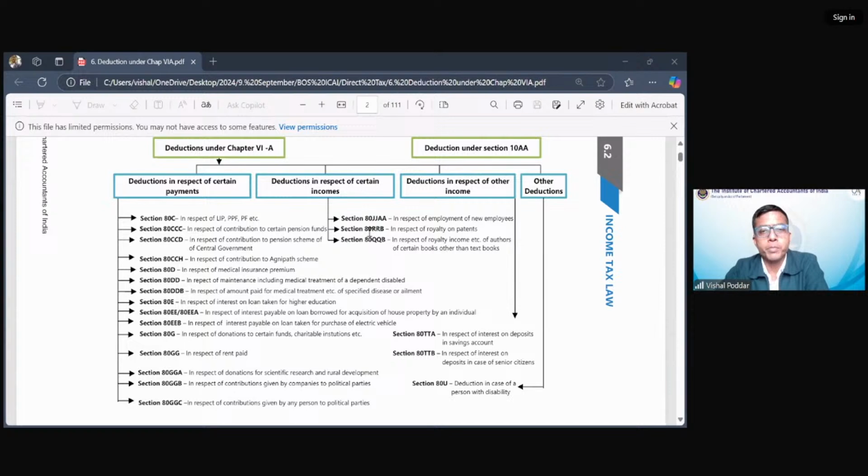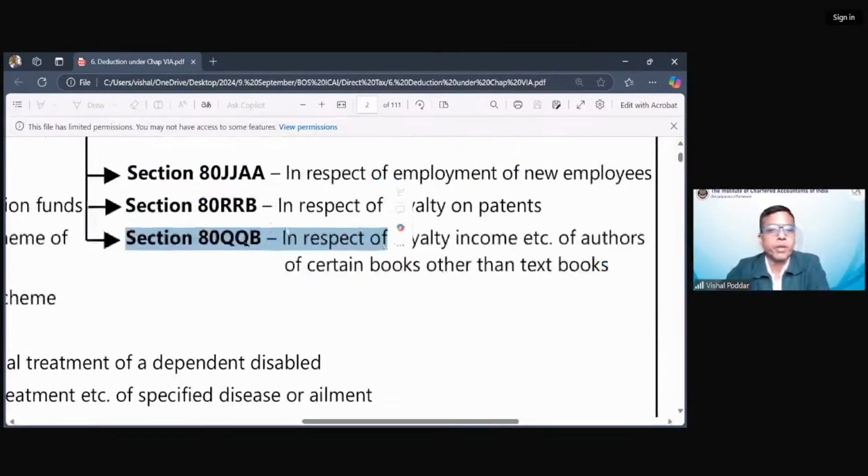See, this particular section, can you all see? A very strange section, 80QQB. Now, how do I remember what this section deals with? It is giving deduction to authors who have written books. The income for which this deduction is applicable is the royalty income, which an author earns from books sold and published.